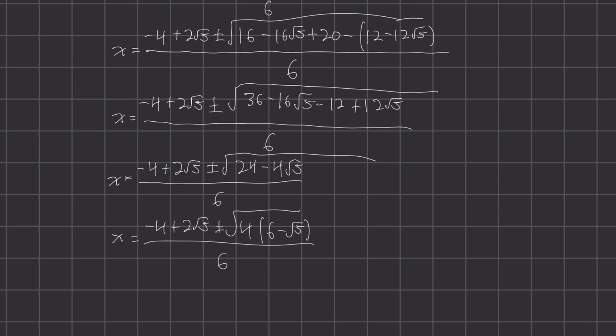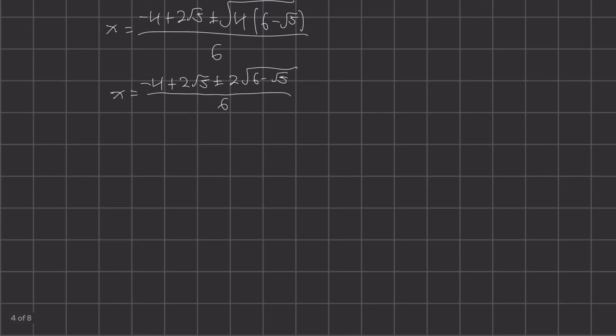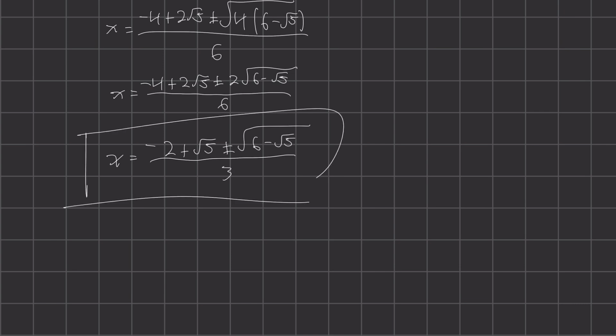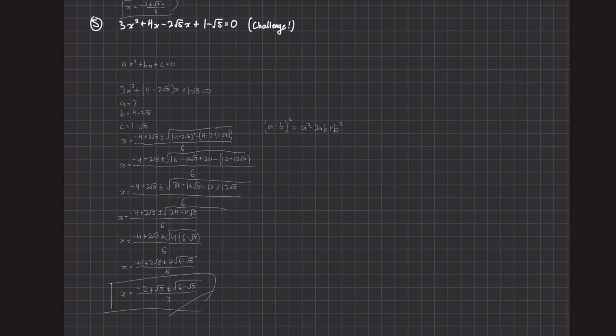And 4 is a perfect square, so we can actually just pull that out of the square root. Get plus minus 2 times the square root of 6 minus root 5, still all over 6. And then we can just divide all of it by 6 because that's our denominator. So we'll be getting 2 plus root 5 plus minus just the square root, 6 minus root 5 all over 3. And that will be your full solution to this equation right here.